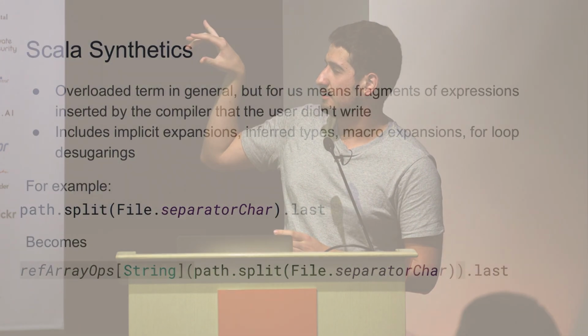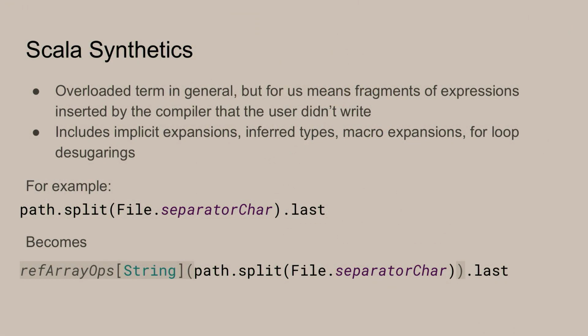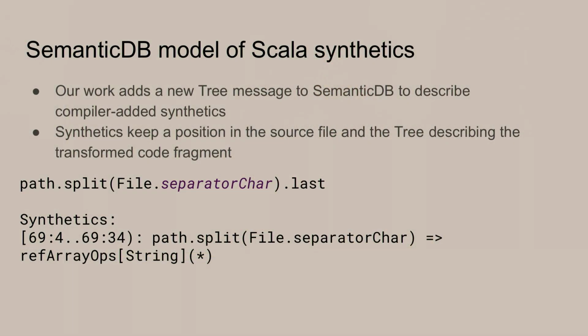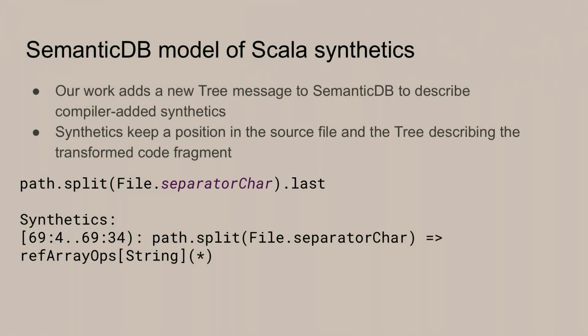As an example, the important part here is that we're calling last on an array. By default, arrays are not actually collections, so Scala wraps it in this refArrayOps thing, a wrapper around it that supports the collection operations. This is what we see in the SemanticDB. SemanticDB has a parallel model for Scala synthetics, and we added a tree protobuf message that describes these synthetics. A synthetic in SemanticDB has a source position and a tree that describes what fragment we have. For the previous example, we have the source position from 69:2 to 69:34, and then the original text. You can also see refArrayOps of string around the star, which means we're wrapping the original text in this method call.